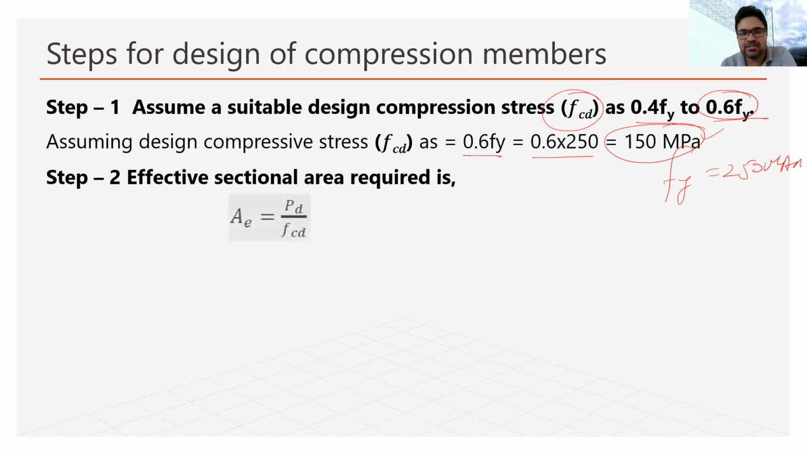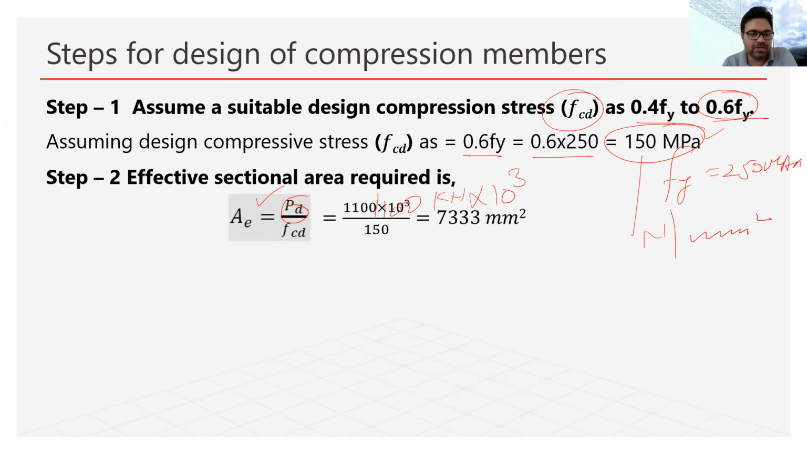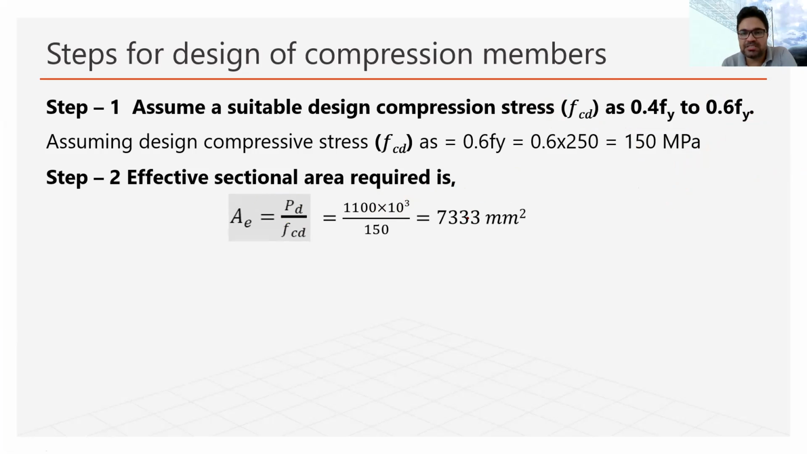So based on this assumption, now we will follow the next step, which is the calculation of the effective area. The effective area is calculated using this formula. In this formula, we are taking PD as the required factored load, which is 1100 kilonewton, divided by FCD value. FCD value is given in Newton per mm square, so we will convert this 1100 into Newton by multiplying by 10 raised to power 3. I have already calculated this. There you can see this is the effective area required for the column to support this.